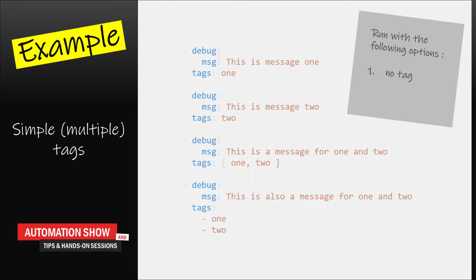Skip tags 1. What will happen? The first task will not run. The second task will run. The third task will not run. The fourth task will not run. If you skip tag 2, the first one will run. The second task will not run because that matches. The third one and the fourth one will both not run because they should be skipped.